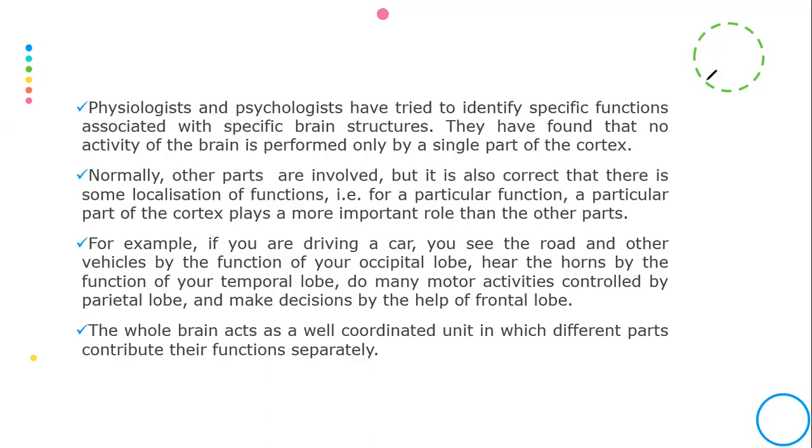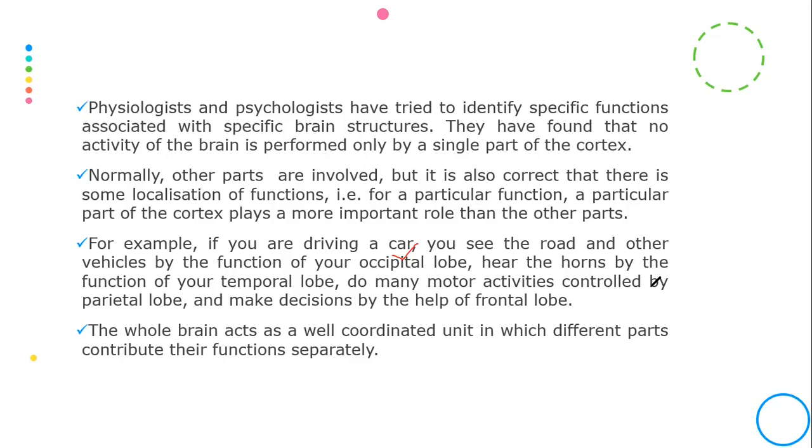As said, the spinal cord is dependent on the brain, but still the spinal cord has some actions to do. Every part has its own role to play. The neurons have a role to play. For example, if you are driving a car, you see the road and the other vehicles by the function of your occipital lobe. You hear the horns by the temporal lobe. See how, when you are driving a car, these lobes are functioning.